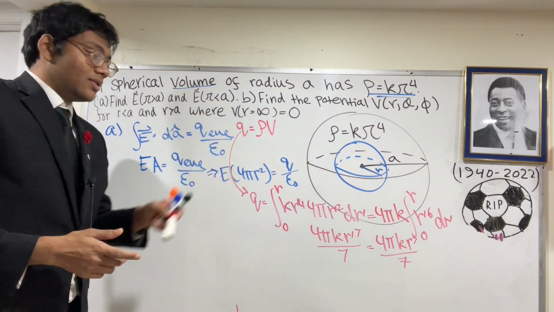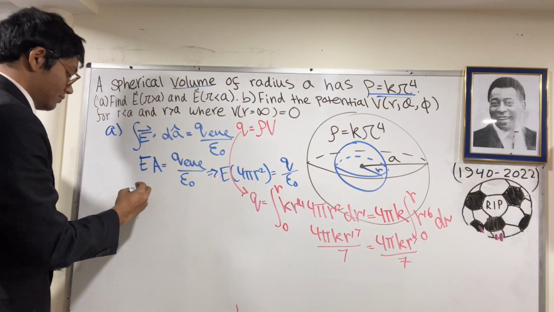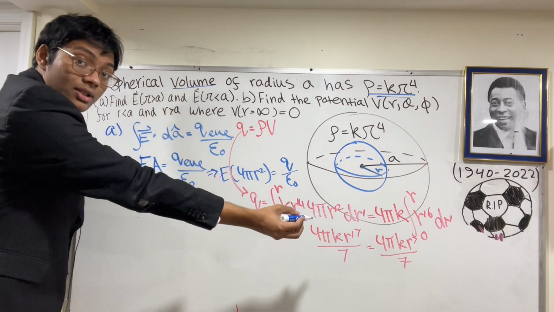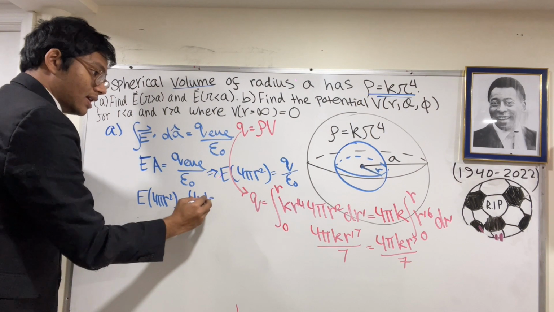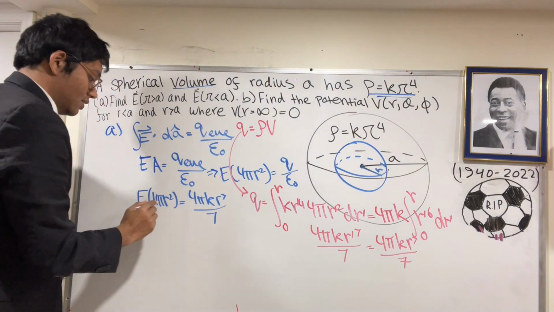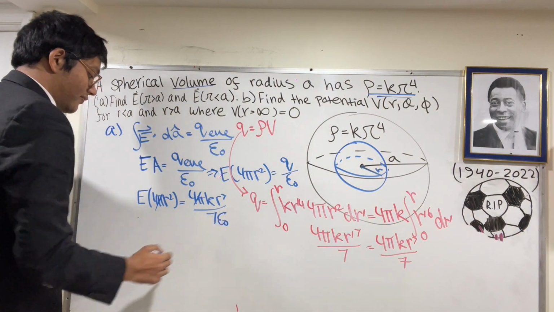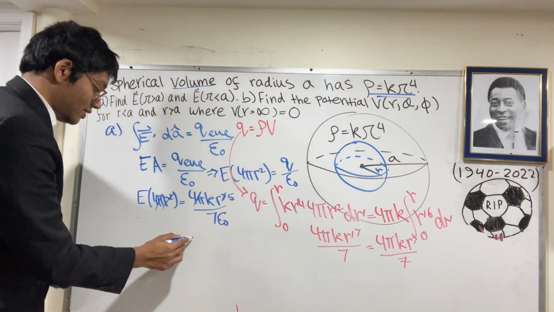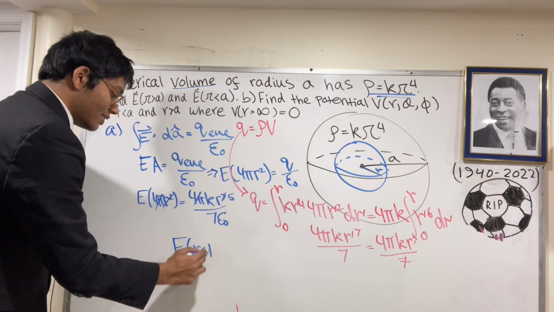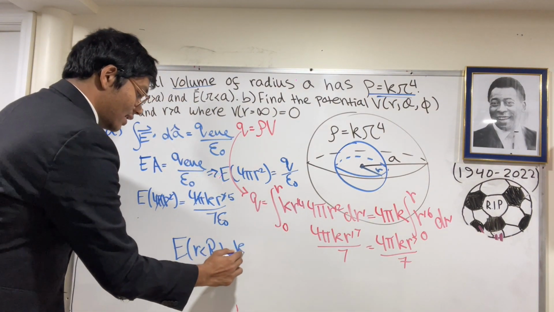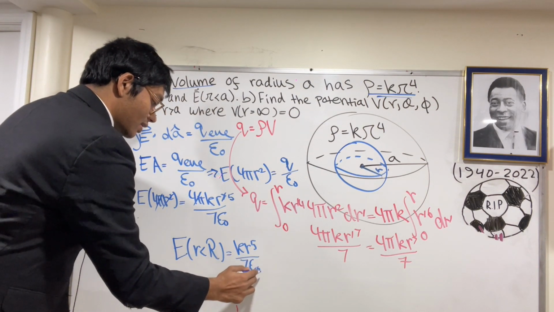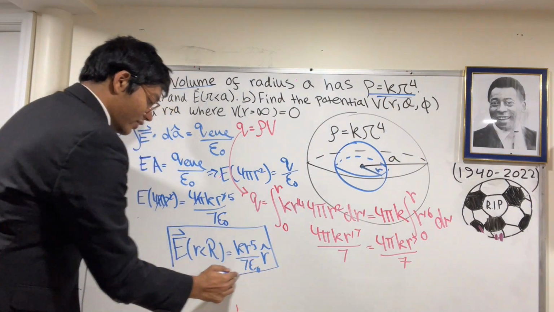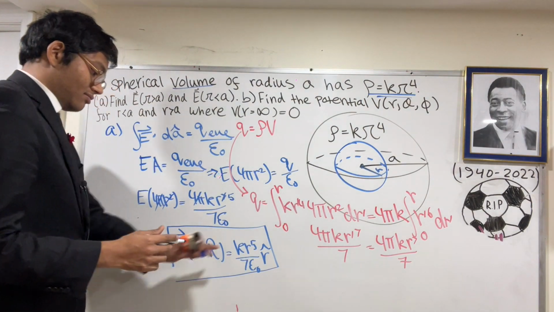Now I'm going to put that down right here. So the electric field times 4 pi r squared is equal to Q over epsilon naught. Now I know what Q is. Q is 4 pi k r to the 7th over 7. 4 pi cancels out. Don't forget your epsilon naught, folks. R squared goes into r to the 7th 5 times. And so we're left with the electric field. Hopefully you can see, if I write down here, the electric field inside of this spherical volume is equal to k r to the 5th over 7 epsilon naught, and it is radially pointing outwards since we have a positive charge density.